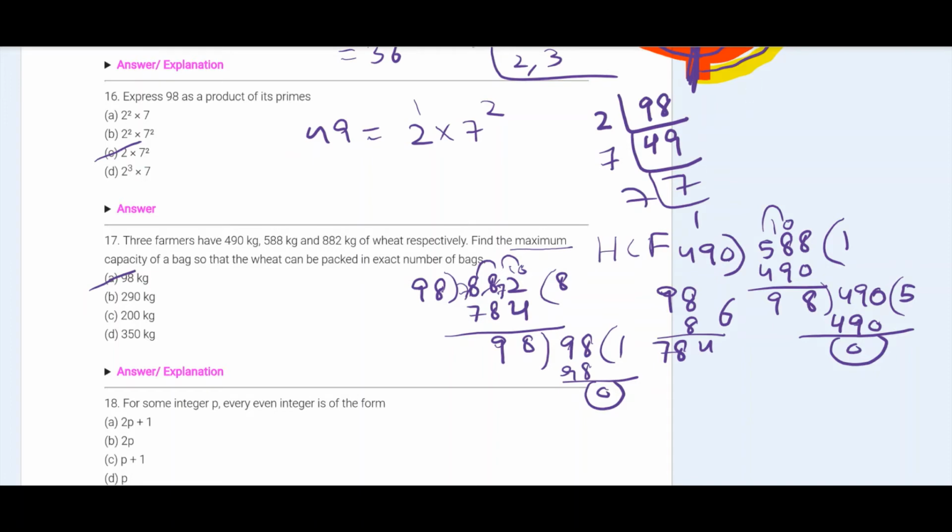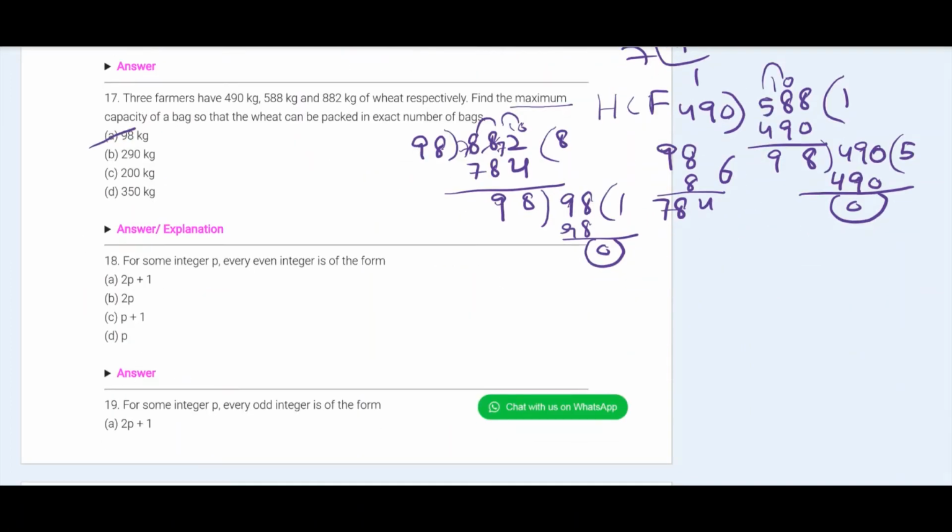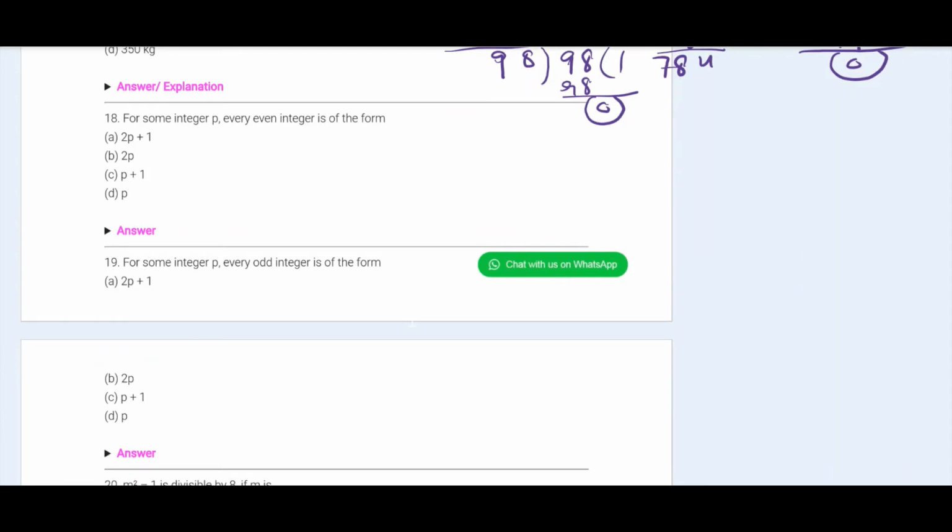Next question is 18th one. For some integer p, every even integer is of the form. The general form of an integer is 2 into n. So n is some integer, n belongs to an integer here. The option is 2 times of p.